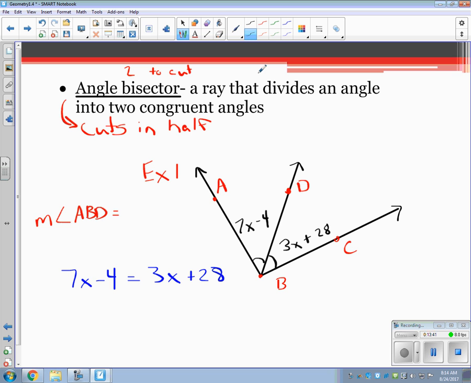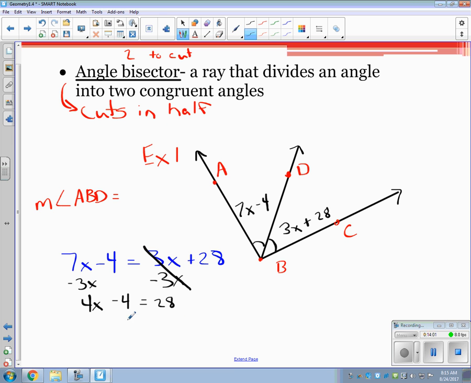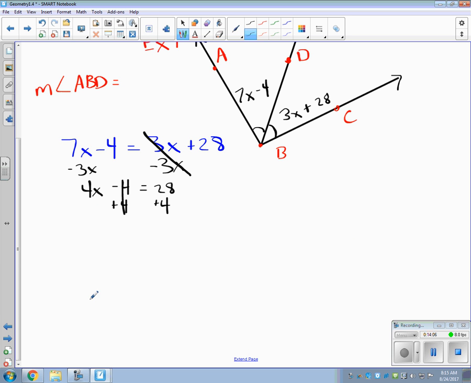So then we're going to do some algebra. I'm noticing that I have variables on both sides, a 7x and a 3x. So I'm probably going to subtract the smaller one over to avoid creating a negative, but it really doesn't matter. Did the same on both sides, canceled that out. 7x minus 3x becomes 4x. Copy the rest down. Add 4. So 4x equals 32. And then finally divide by 4. So x equals exactly 8.